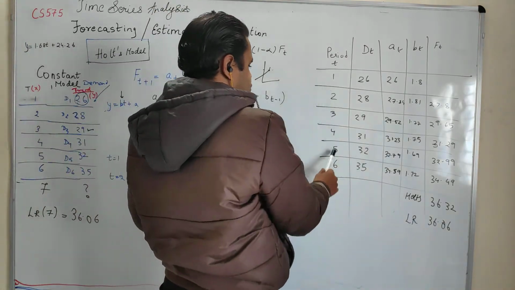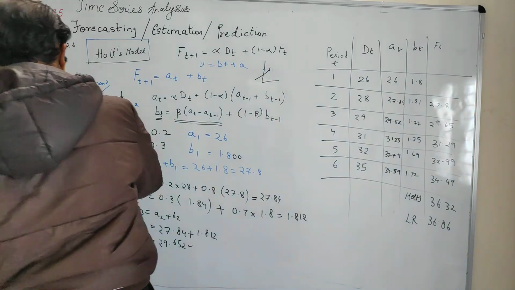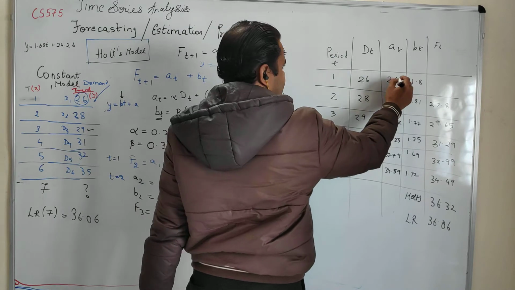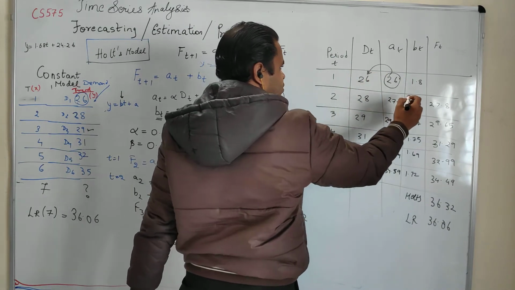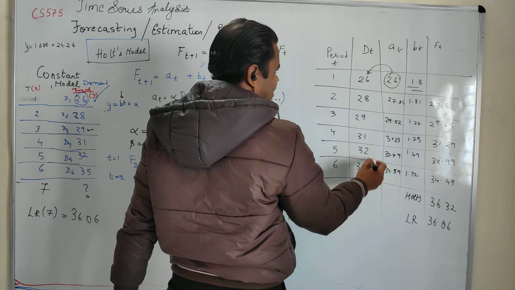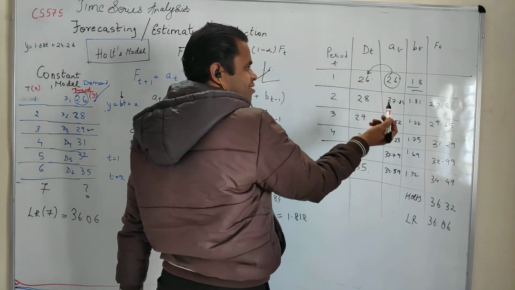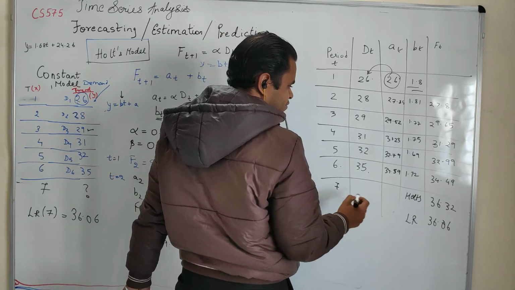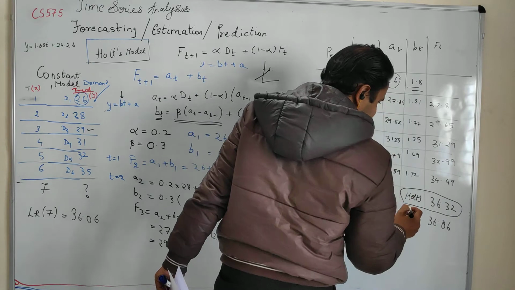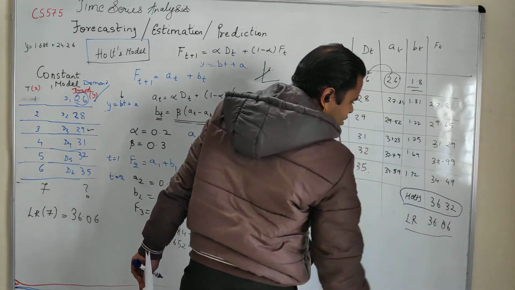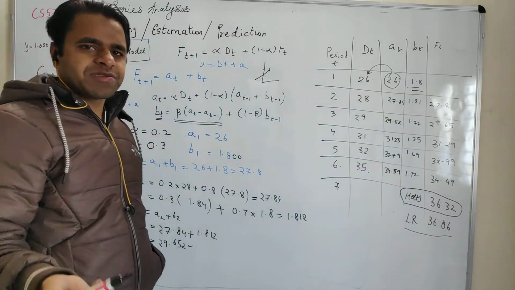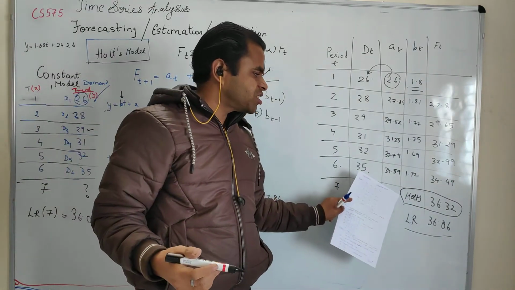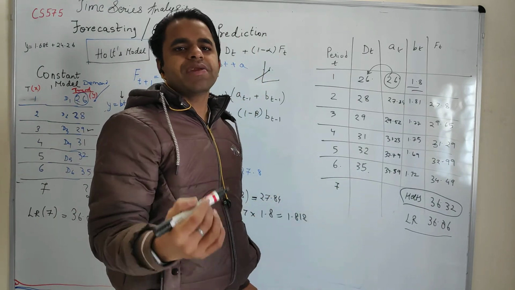So we have the period 1, 2, 3, 4, 5, and the values 26, 28, 29, 35. So these are nothing but these values. And I compute AT and BT. If you see, the initial value of AT is taken as this value. Initial value of BT basically is 35 minus 26 over 6 minus 1, the slope. So now you can see the final prediction for F7, for period 7, by Holt's is 36.32 and my linear regression is 36.06. So it depends on the data. We cannot say that Holt's is better than linear regression, but you can see by the logic Holt's has a better capability as a model, right?